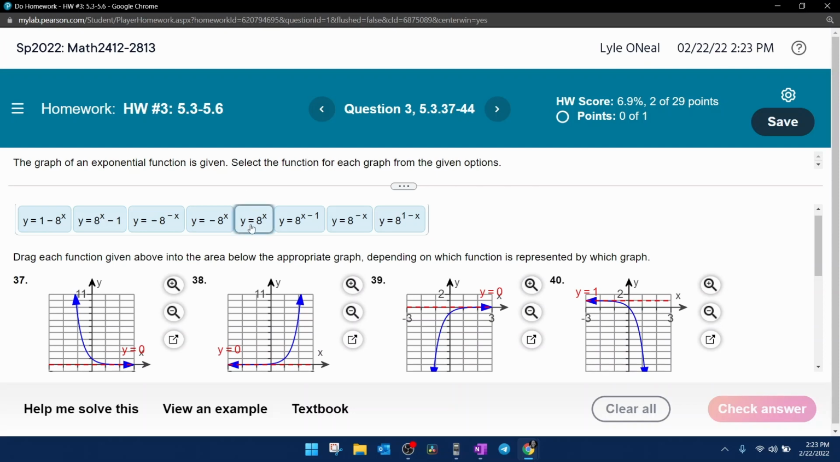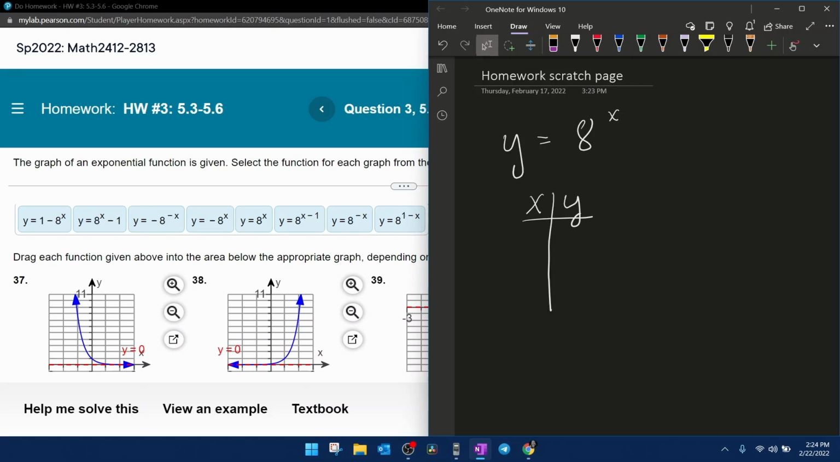We're going to start with what we would refer to as the parent function, y equals 8 to the x. If you think back to when we covered graphing with transformations, this particular equation right here would have no transformations. So if we take a look at this in our scratch work, y equals 8 to the x, we can plug in a couple of easy numbers to work with to get an idea of where the graph is going to go. If x is 0, that would give us 8 to the 0, which is 1.